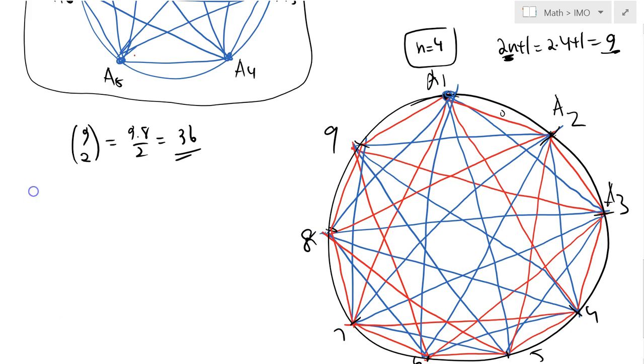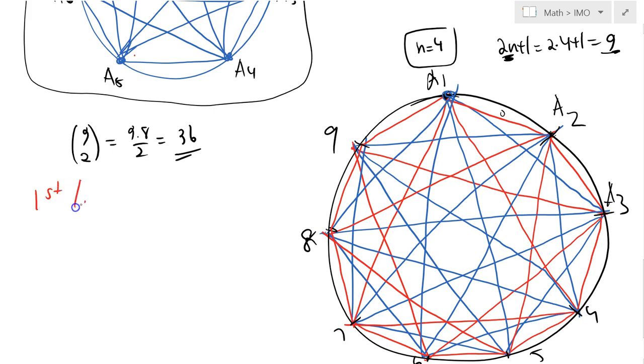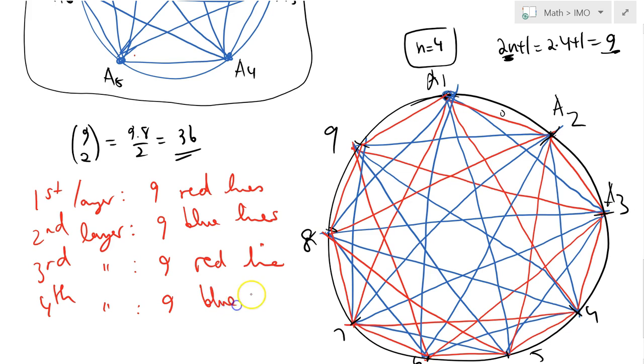So during the first layer, we used 9 red lines. In the second layer, we used 9 blue lines. Third layer, we used 9 red lines again. And finally, during the fourth layer, we used 9 blue lines again. So in the overall picture, we have 36 lines, and obviously this counts to 36 as well.